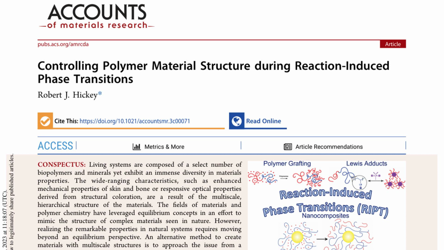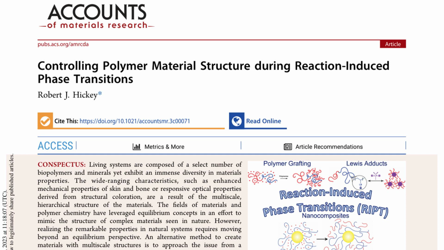The paper titled, Controlling Polymer Material Structure During Reaction-Induced Phase Transitions, discusses the use of chemical reactions to induce structural changes in polymer materials. The authors highlight the limitations of using equilibrium concepts to mimic the complex structures found in natural materials and propose reaction-induced phase transitions (RIPT) as an alternative approach.